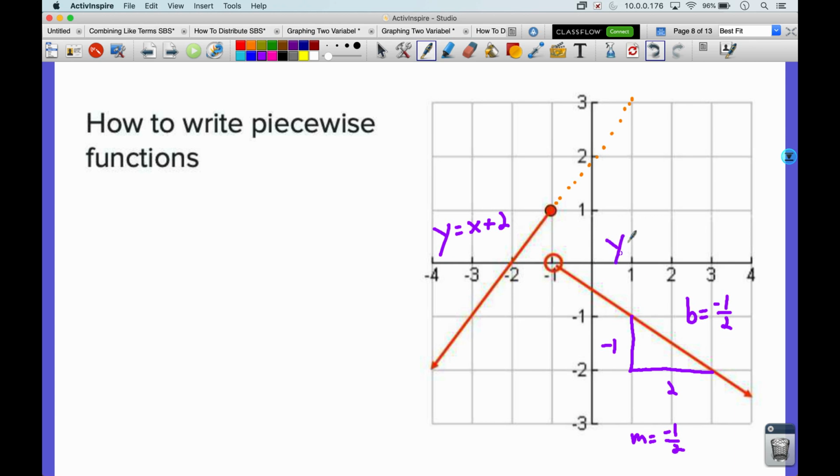Where should I write it? Up here, y equals negative 1/2 x minus 1/2.